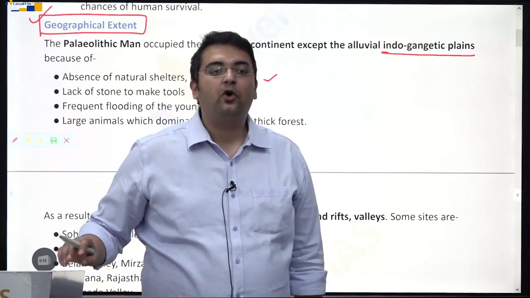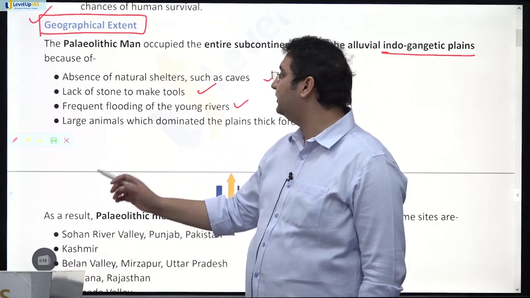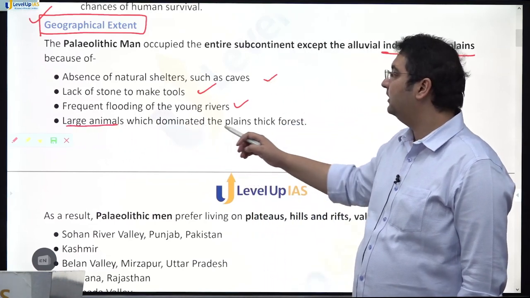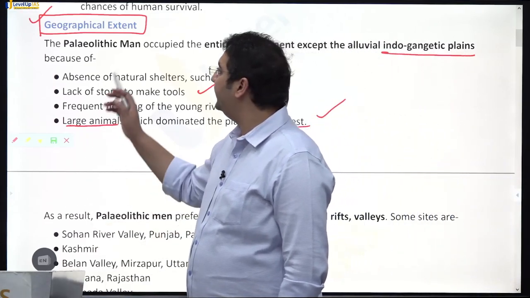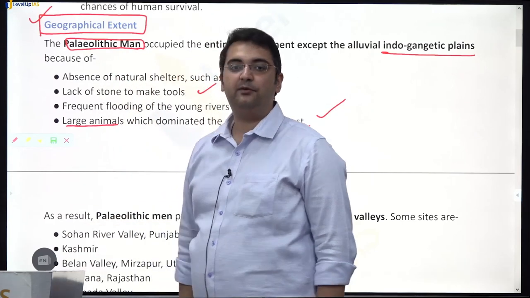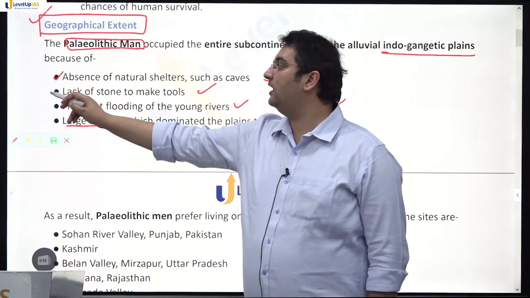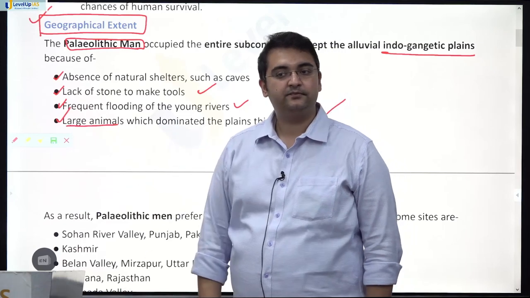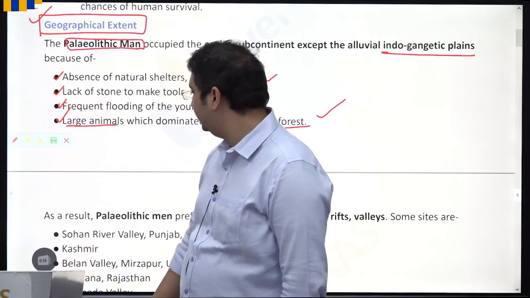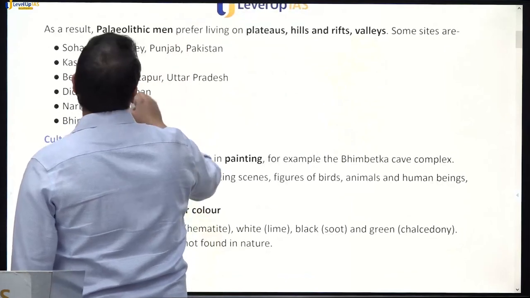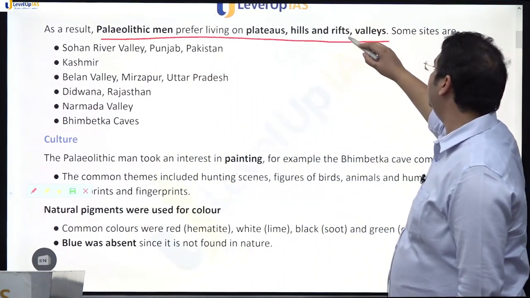And the environment was also thickly forested, right? The plains were also thickly forested. And who is going to live in the thick forests? Large animals which dominated the plains, thick forest. Okay? So, if a Paleolithic man avoided living in alluvial plains, where do you think he would prefer to live? Where all these preconditions are fulfilled. Kahan pe hoga ye? On rocky outcrops, on hills, plateaus, rift valleys, etc. Okay? So, as a result, Paleolithic men preferred to live on plateaus, hills, and rift valleys.